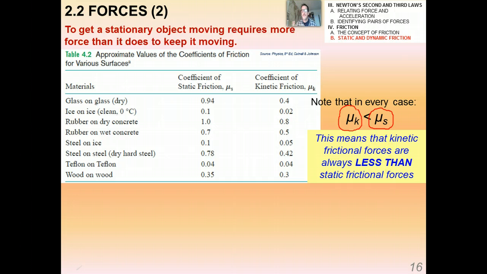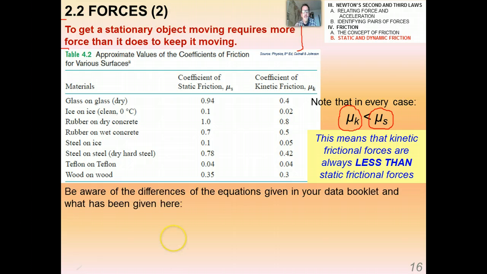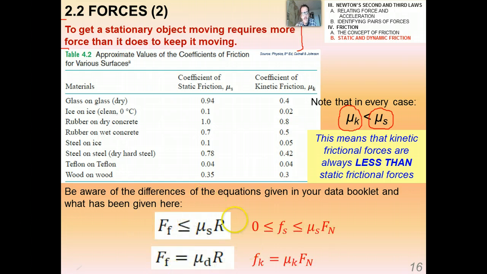And this means that kinetic frictional forces are always less than static frictional forces, which is a way of quantifying the above statement right here that I'm highlighting in red here. So to get a stationary object moving requires more force than it does to keep it moving, okay? You want to be aware also of the differences of the equations given in your data booklet and what I'm giving you here. This is what your data booklet gives you, and this is what I'm giving you, okay?